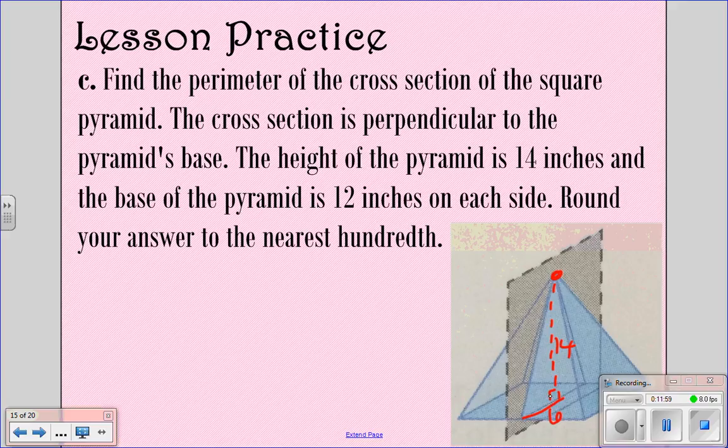And so to find the perimeter of our cross section, we know that this base part is 12. So our perimeter is 12. And then we've got to find the other parts. So we've got to find this slant height here. And so the way we're going to do that is using Pythagorean theorem. So you're going to say 6 squared plus 14 squared equals your slant height squared. That's this one. And so 6 squared is 36. And 14 squared is 196. So if you add those together, you get 232.